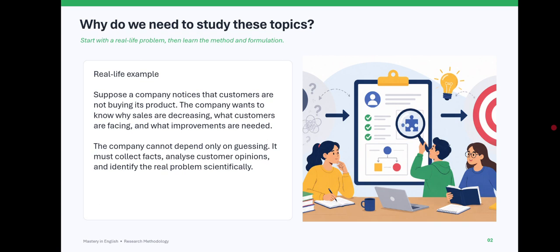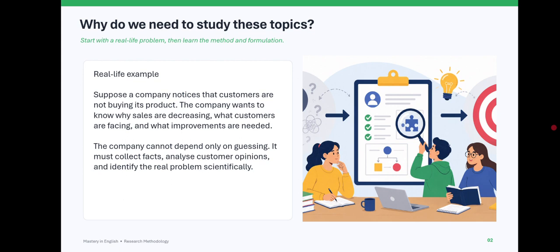Now, students, can the company simply guess the answers? The answer is no. They can't guess the answer of these questions without doing the research. The company must collect the proper information first. In addition to that, they also study the facts carefully, like why sales are decreasing in the market. First of all, they need to identify the reason, identify the problem behind that.